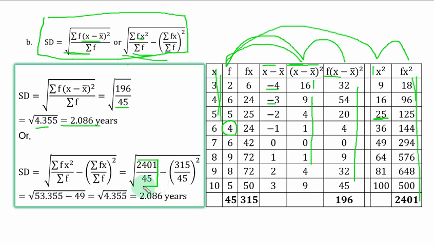So going by this formula, you have SD is equal to summation fs squared is this over summation f is 45, minus summation fs is 315 over summation f is 45, squared. If you divide this, you have the mean 7. If you square 7, you have 49. You divide this, you have this result. If you subtract, you get this. Take the square root of that number, you have 2.086 years. So both formulas give the same result. You are not to use both, just any one of your choice, so that you can save some time for yourself.